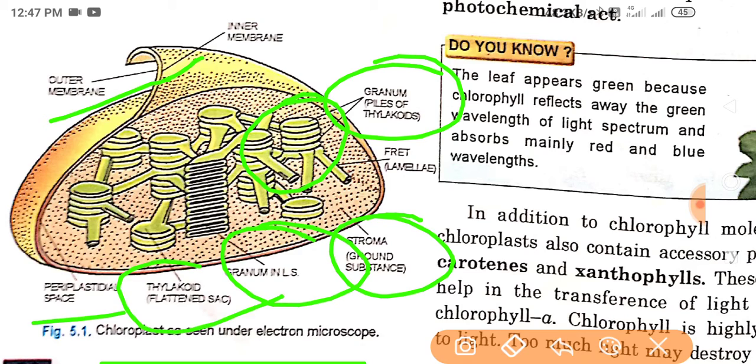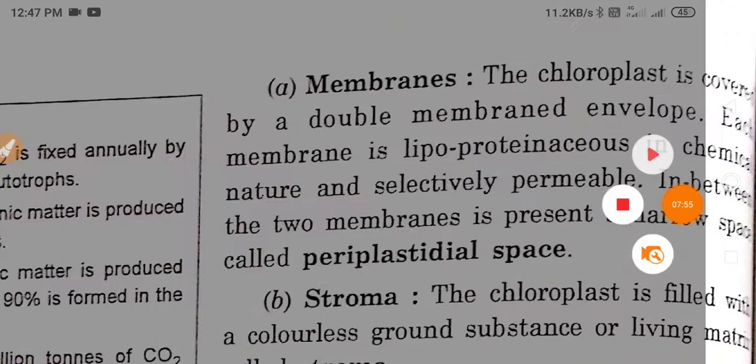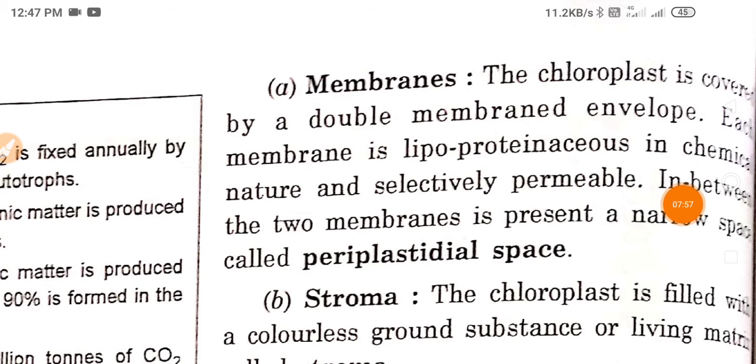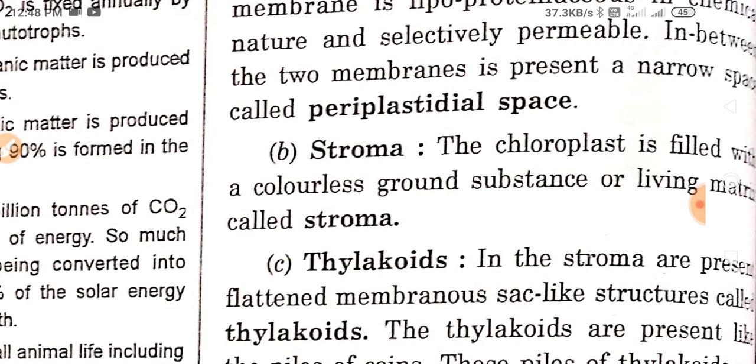Thylakoid flattened part is there. So if we talk about the membranes, the chloroplast is covered by a double membrane envelope. Each membrane is lipoproteinaceous in chemical nature and selectively permeable. In between the two membranes is present a narrow space called periplastidial space. Stroma: the chloroplast is filled with a colorless ground substance or living material called stroma.